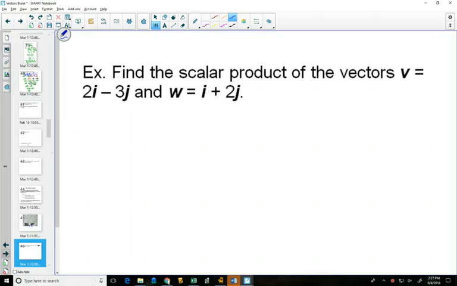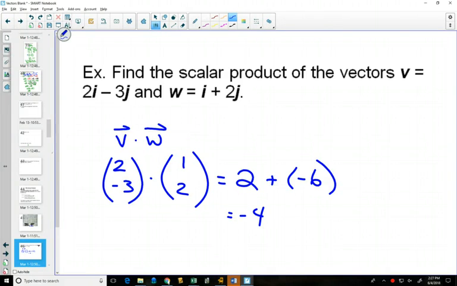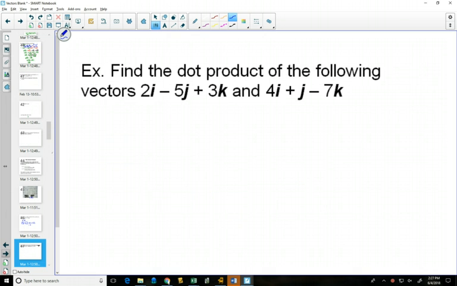Find the scalar product of these two vectors. So our first vector, v, so if you wanted to do v dot w, v is 2, negative 3. w is 1, 2. Multiply the corresponding components and add them. Not too bad. You will when we get to the angle, yes. When we get to the interesting things that happen with the dot product.